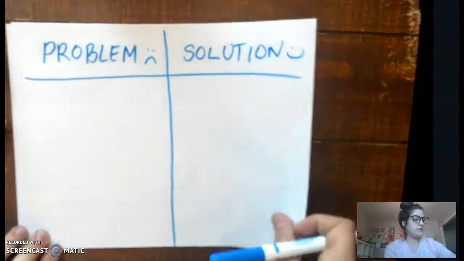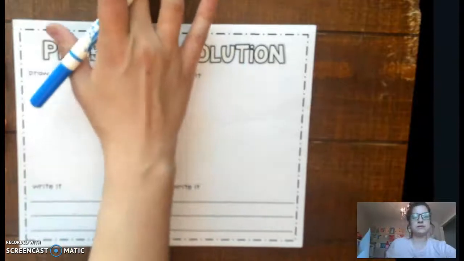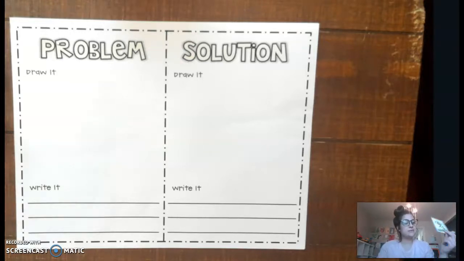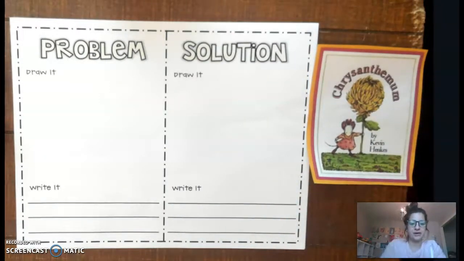Okay, so I'm going to use this sheet since I have it. Sorry, it's not focusing. What you're going to do is read a fiction book. Most of our fiction books have a problem in the story. And when there's a problem, usually there's a solution for how that problem is solved or fixed. I'm going to use one of my favorites, Chrysanthemum. This is a very familiar book for you guys. We used it last week in our mini lesson.